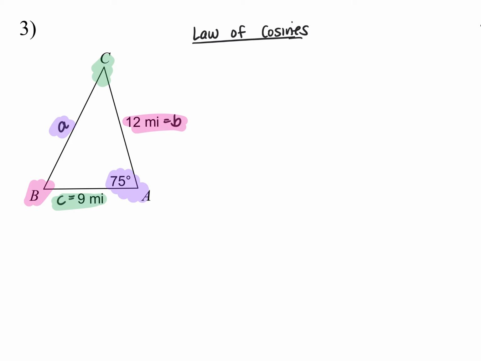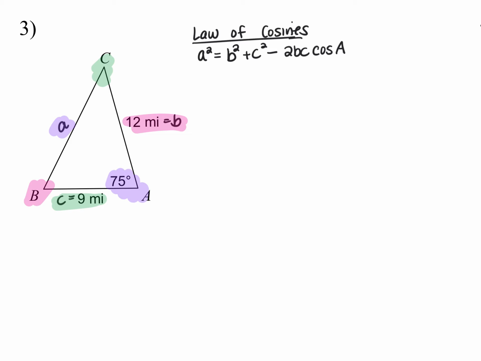What we're really saying is: take any side in your triangle, so let's say A, and square it. On the other side of the equal sign you'll see the other two sides that are not on the left side, B and C, squared and added together, just like in the Pythagorean theorem. But then we subtract 2 times those two sides again, times the cosine of the angle on the other side of the equation.